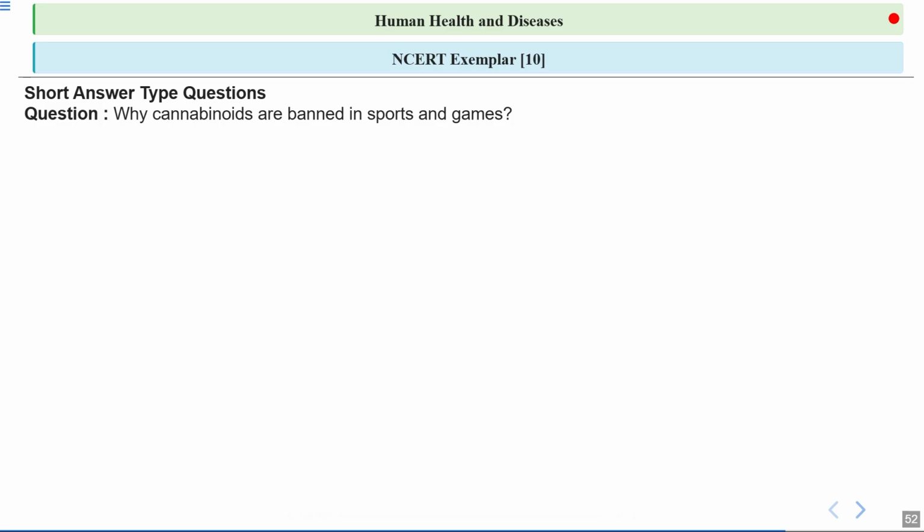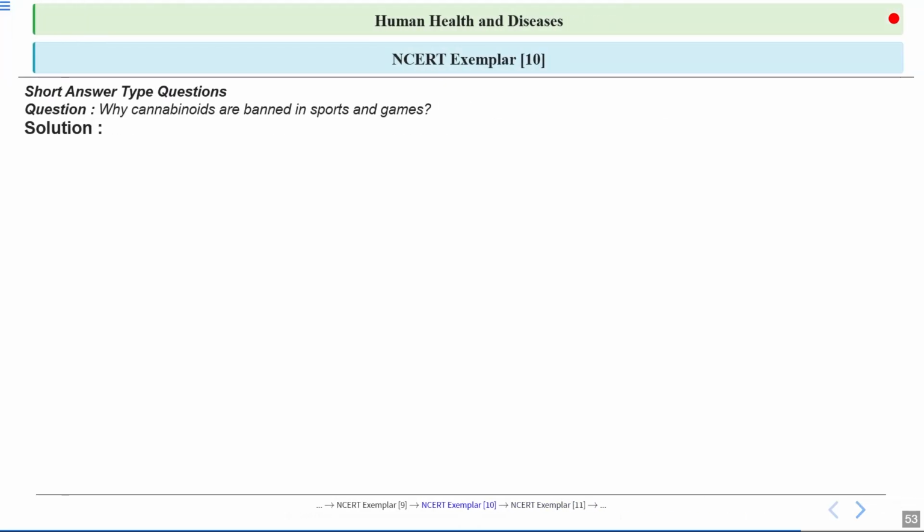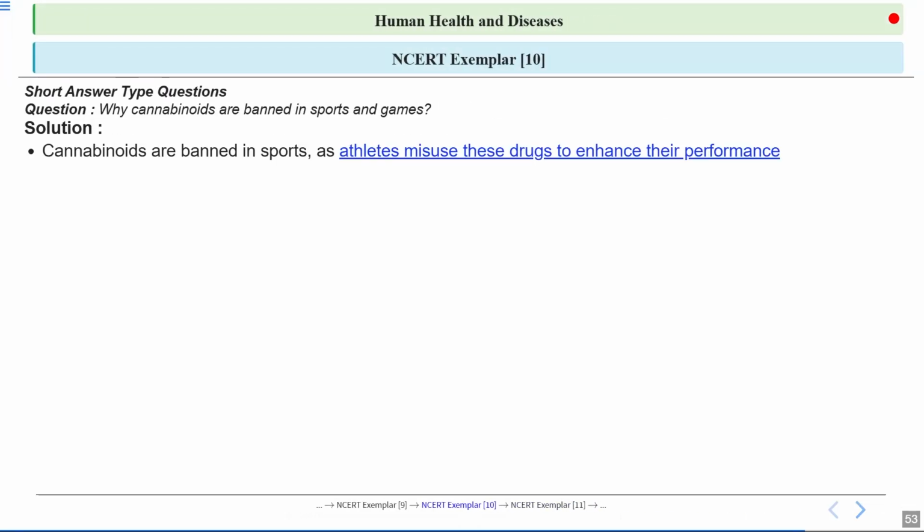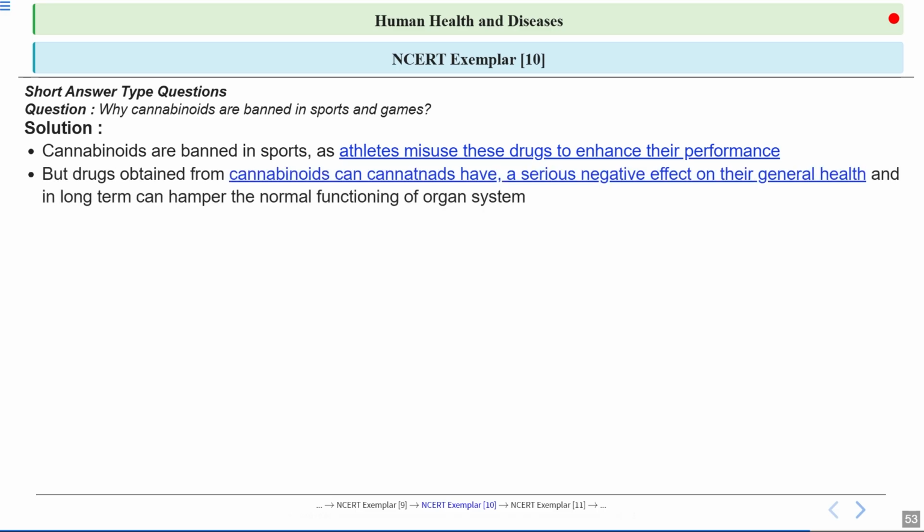Now next question: why are cannabinoids banned in sports and games? So let's have a look at the answer. Cannabinoids are banned in sports because athletes might misuse these drugs to enhance their performance. Even though some athletes might think these drugs help, cannabinoids can have serious negative effects on their general health as well. Over time, using these substances can disrupt the normal functioning of organ systems. Clear? That is why cannabinoids are banned in sports and games.